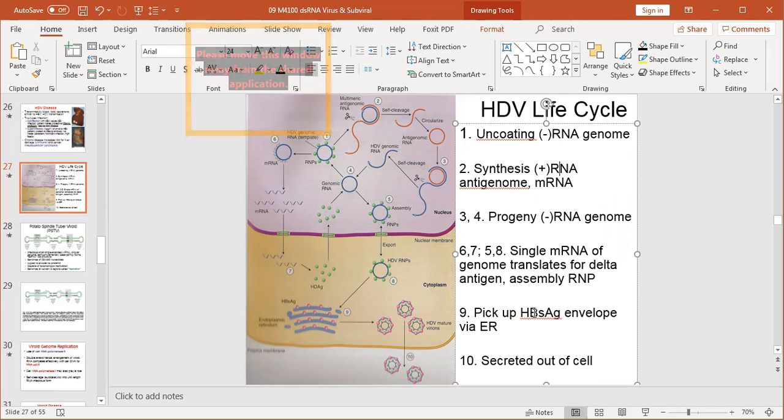Then the hepatitis B surface antigen that will be incorporated into the envelope or outer region of the virus will be picked up from the host cell endoplasmic reticulum, and the virion or viral particles will be secreted out of the host cell.